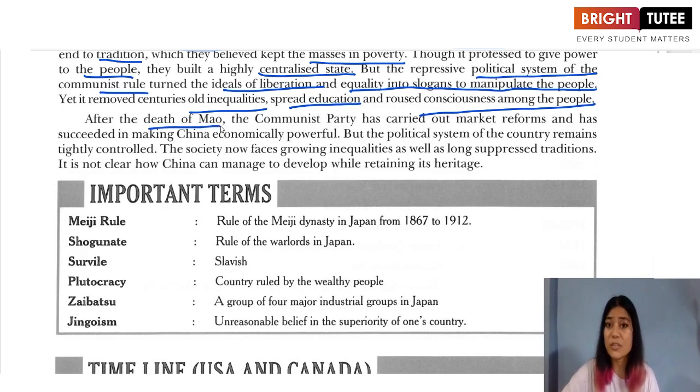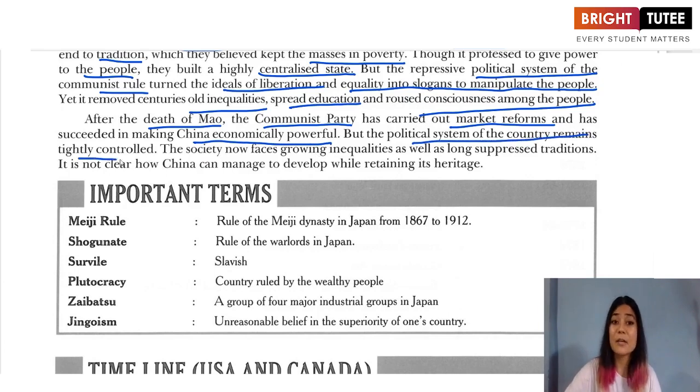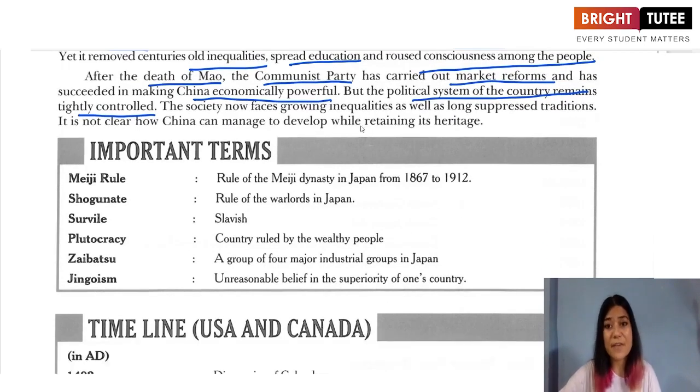After the death of Mao Zedong, the Communist Party leader, the Communist Party carried out various economic reforms. They carried out market reforms, and this succeeded in making China economically independent and powerful. But the political system of the country continued to remain tightly controlled by the communist government. Society faced growing inequalities, and traditions were suppressed. Now it is not clear how China can manage to develop while retaining its heritage.